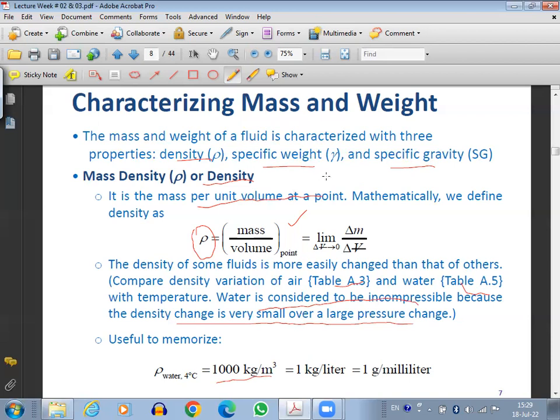Useful to memorize: the density of water is 1000 kg per meter cube. What is the density of water? 1000 kg per meter cube. If there is a variation in the density of water, or the value is other than 1000, it will be provided in the problem, like 998 or 997, whatever it is. If nothing is provided, you just take the density of water as 1000 kg per meter cube by default, and you should memorize this. This 1000 kg per meter cube means 1 kg per liter or 1 gram per milliliter. It's a simple conversion.